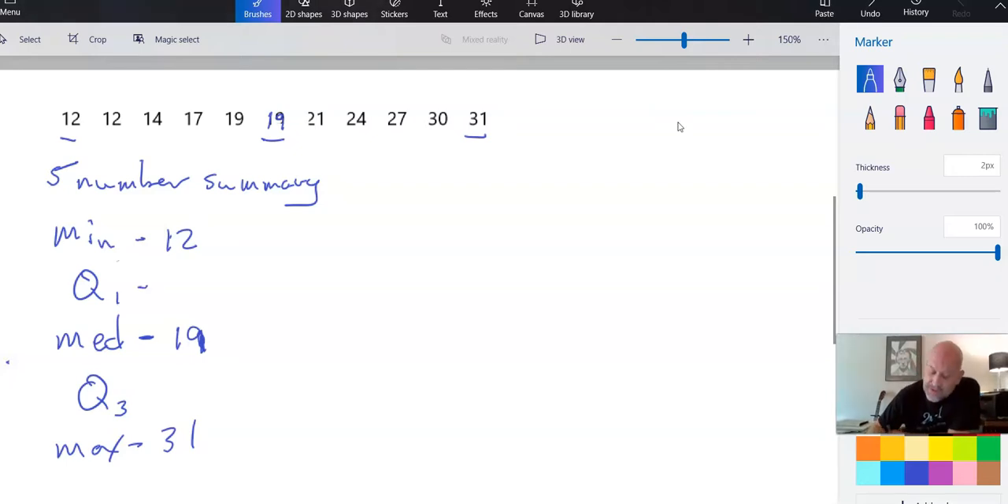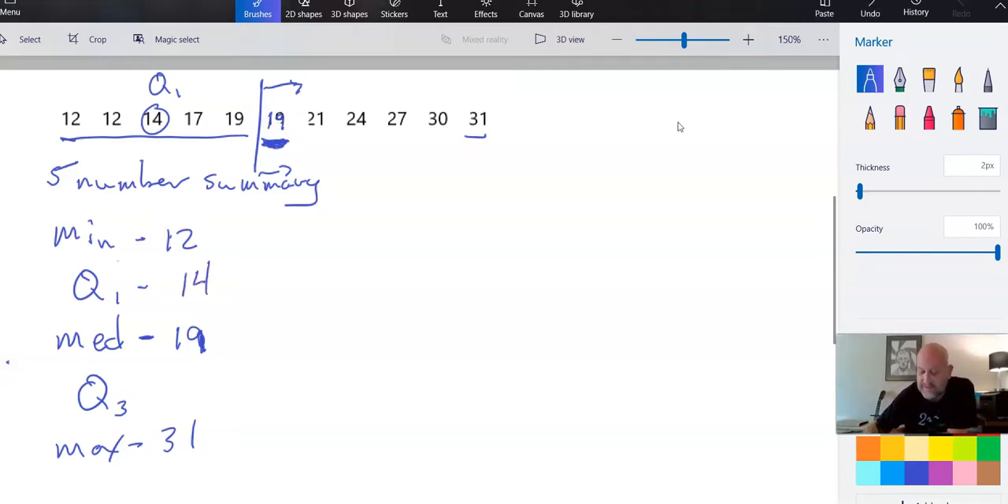Okay, so to find the first quartile, since we know this is the median right here, we exclude the median and everything bigger than it. We just look at this first half of the data right here. And what we want to do at this point is find the middle number again. And we have one here, 14. So this is Q1, right? And then, let me write that in.